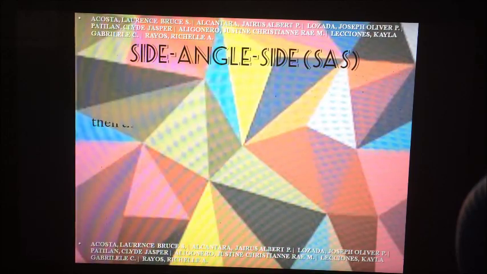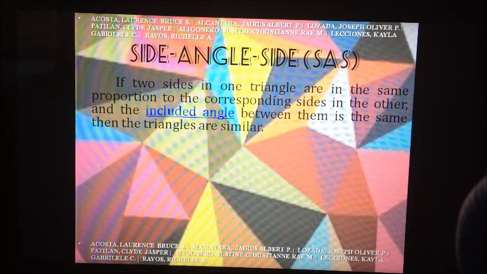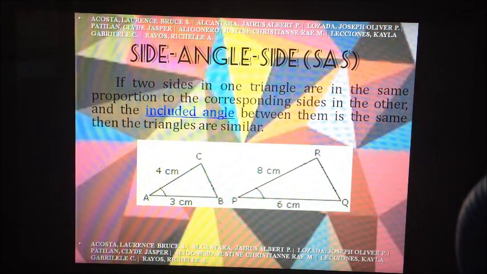The next postulate is the side angle side or SAS postulate. If two sides in one triangle are in the same proportion to the corresponding sides in the other, and the included angle between them is the same, then the triangles are similar. Dito naman sa figure na ito, makikita ng side AC at PR ay similar or proportion, at ang side AB at PQ ay proportion din. Dahil isa na lang ang kulang na angle or side man, makikita na may sign ng congruency ang angle A at angle P. Therefore, by SAS postulate, they are similar and congruent.